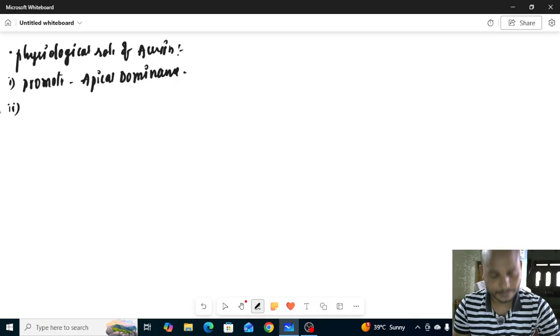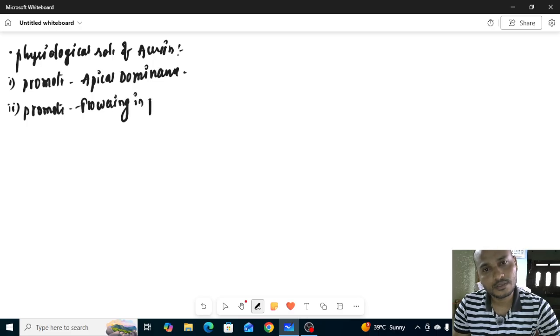Now coming to the second one, it promotes flowering in pineapple.